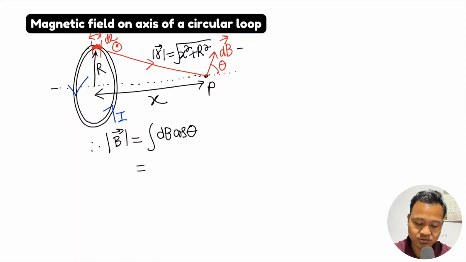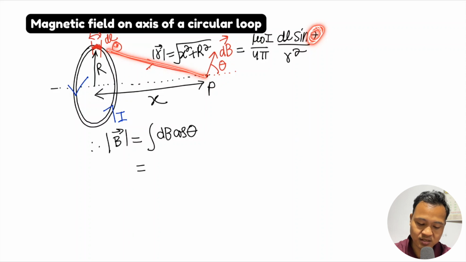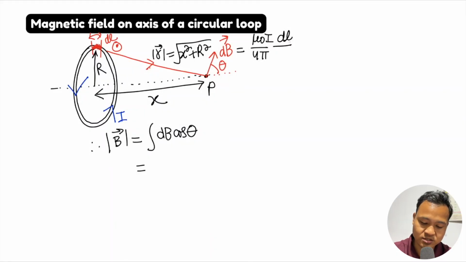Applying Biot-Savart, dB is mu naught into I by 4 pi into dl into sin theta by r square, where theta is the angle between dl and r. So dl is outward and r is along the line to the point, so they are perpendicular. Here sin 90 is 1, so I am not going to write theta here. And r square is x square plus r square.